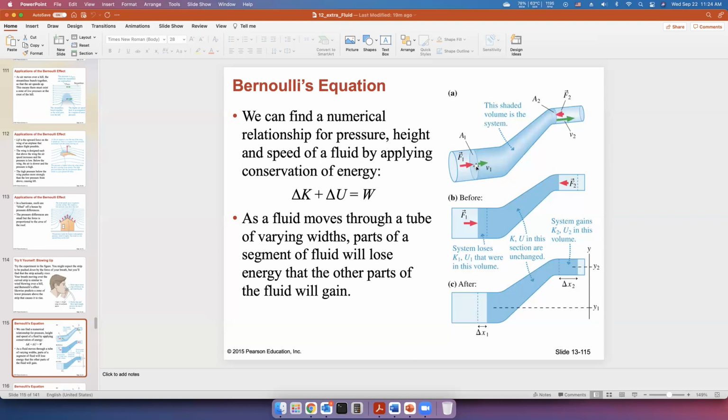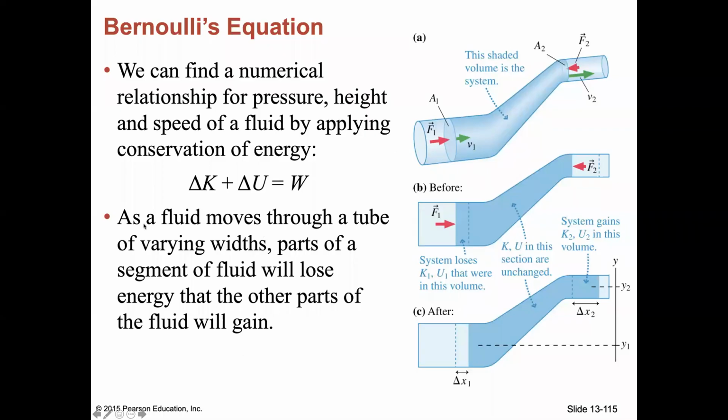And from the beginning of the tube to the end of the tube, the height is different. Due to the height difference, there should be some potential energy change, and more specifically, it's gravitational potential energy change. So this equation is true. As a fluid moves through a tube of varying widths, part of the segment of fluid will lose energy that the other part of fluid will gain.